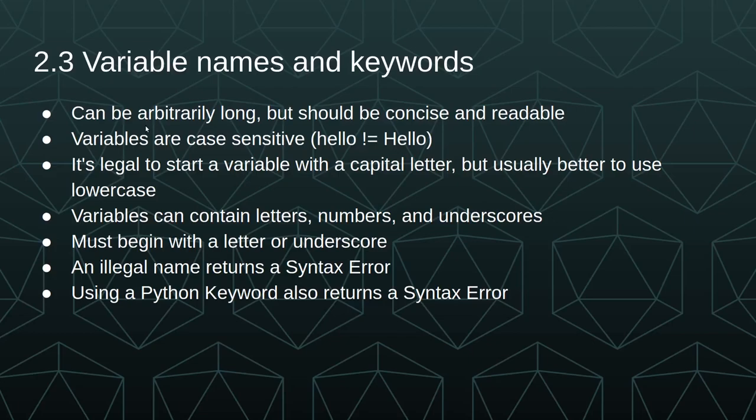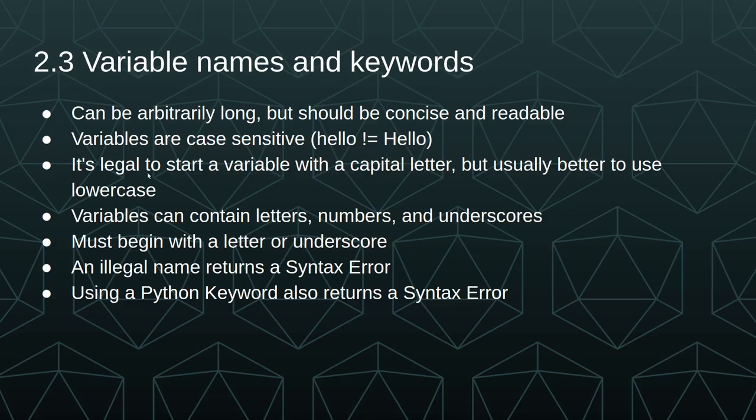Variables can be arbitrarily long, so we can have as many characters in a variable as we'd like, but they should be concise and readable. Usually this is a balancing act between keeping your variables as short as possible, but also being able to easily interpret what that variable represents. Variables are also case sensitive, so the variable hello, all lowercase, is not the same thing as the initially capitalized Hello. So you can legally use both of these as variables in your namespace without causing an error.